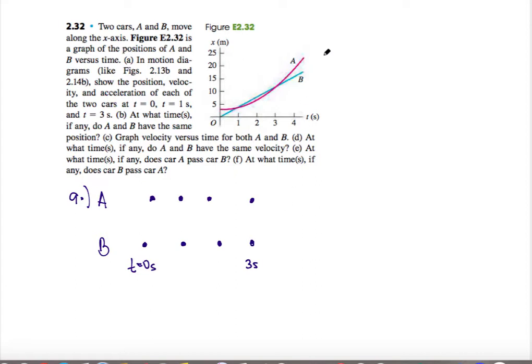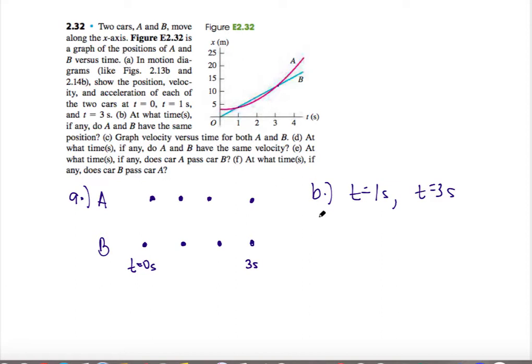Part B says, at what times do they have the same position? Well, I can see that that is when these 2 lines intersect. So at approximately t equals 1 second, and approximately, we'll say t equals 3 seconds.